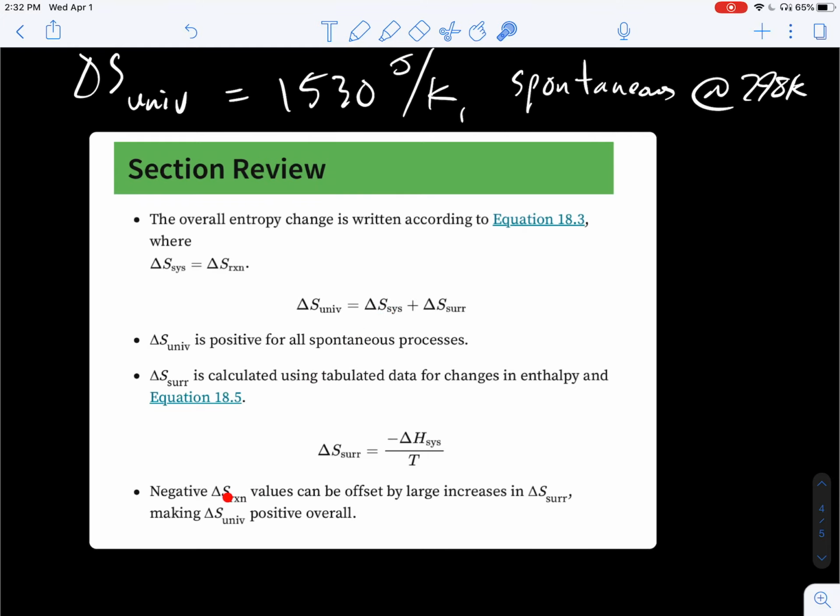Negative delta S reaction values can be offset by large delta S surrounding values, basically exothermic reactions, making our delta S of the universe positive overall.